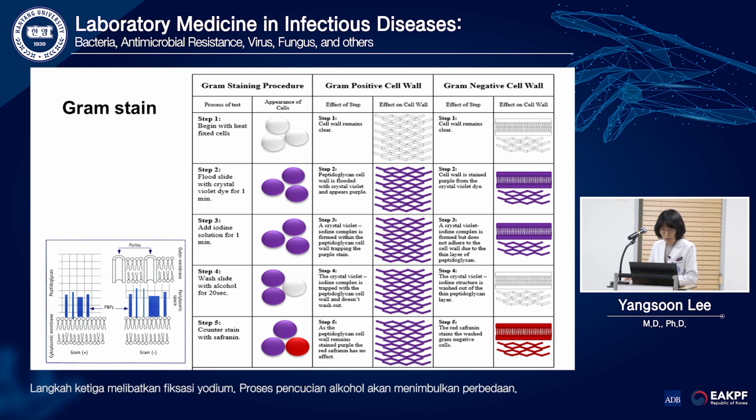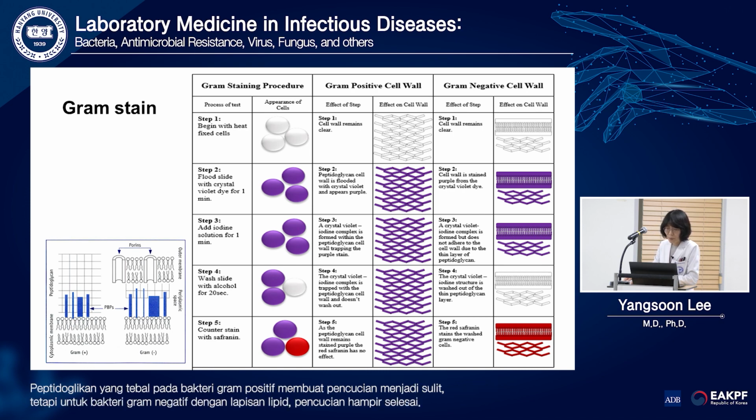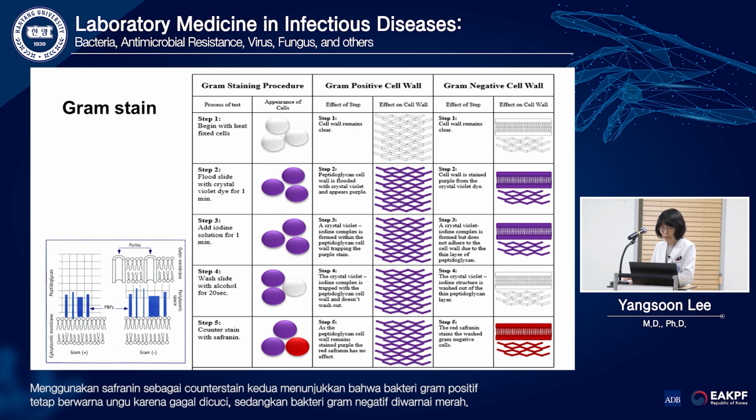The third step involves the iodine fixation. The alcohol washout process is where the difference occurs. The thick peptidoglycan in gram-positive bacteria makes washout difficult, but in gram-negative bacteria with the lipid layer, washout is nearly complete. Using safranin as a counterstain, the gram-positive bacteria remain purple due to the failure of the washout, while gram-negative bacteria are dyed red.